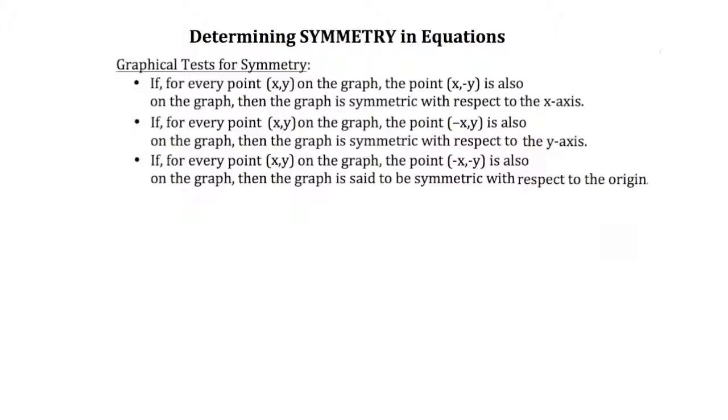First, regarding the x-axis, if for every point (x, y) on the graph, the point (x, negative y) is also on the graph, then we know the graph is symmetric with respect to the x-axis. Next, if for every point (x, y) on the graph, the point (negative x, y) is also on the graph, then the graph is symmetric with respect to the y-axis. And lastly, if for every point (x, y) on the graph, the point (negative x, negative y) is also on the graph, then the graph is said to be symmetric with respect to the origin. Let's see how this works as we take a look at the three different graphs.